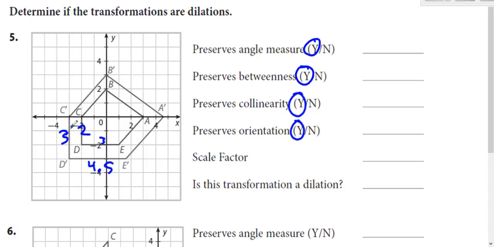You put the image over the pre-image. So the primes over the regular. So 3 over 2. That's our ratio, that's our scale factor. 3 over 2 or 1.5, however you want to write it, doesn't matter. But you do the image over the pre-image to get scale factor.